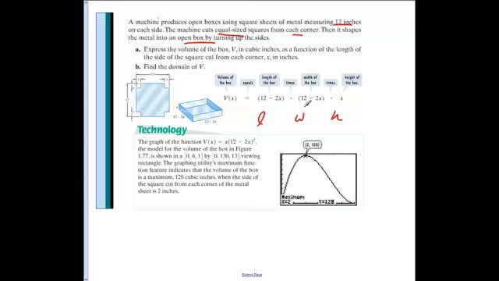So we have 12 minus 2x on the length, 12 minus 2x on the width, and then we have x on the height. And we can actually graph that, and what that means is that the maximum size that this box can actually be is 128 cubic inches. So if we graph this particular equation, we can find the maximum point on the actual graph here. Let me bring up the TI to show you how to do that calculation.